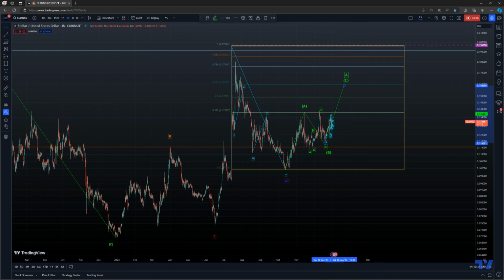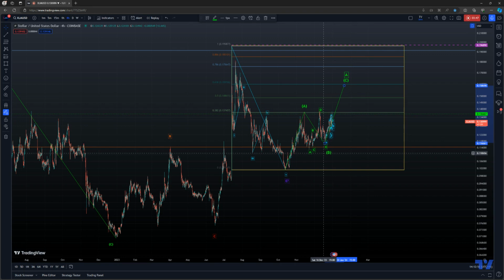So I'm giving you both scenarios here, just so you don't think I have a bias, because it's hard to have a bias when you haven't seen the wave A completed yet and a wave B forming. So at this point in time, I'm open to either.